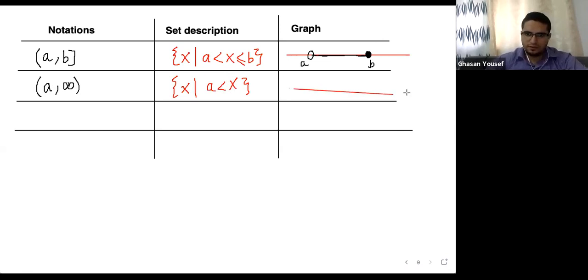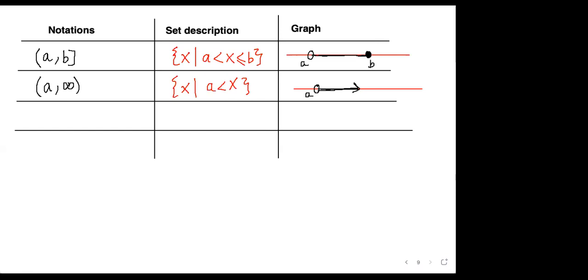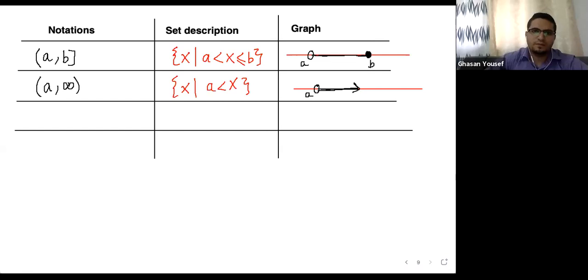So the same thing for the graph. Here the graph will be from A. So A is an open circle, and it goes to infinity like this. You can never include infinity, by the way. Infinity is not included all the time.